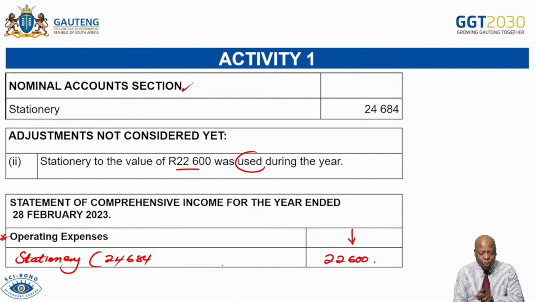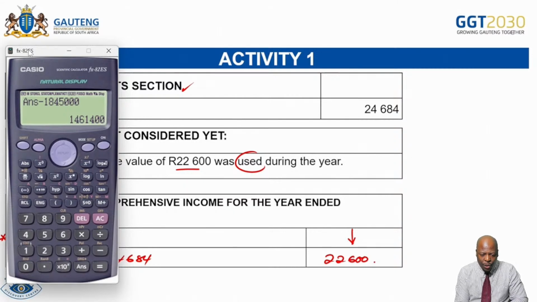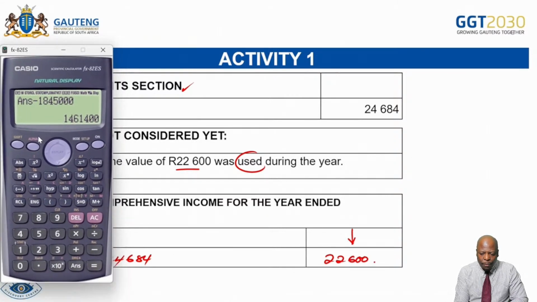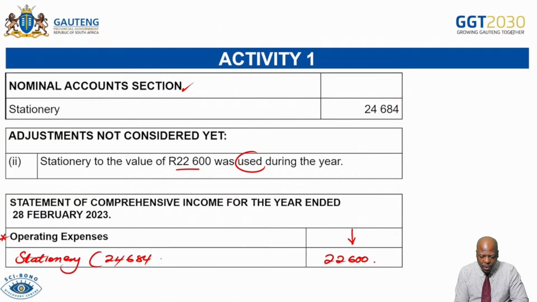So if that is what was used, how much was on hand then? All right, so it therefore means I'm going to say the 24,684 minus what was used, which is 22,600. It gives me my 2,084. So I'll come here, then I'll say 2,084 is what is on hand. So I'll close this one like that.